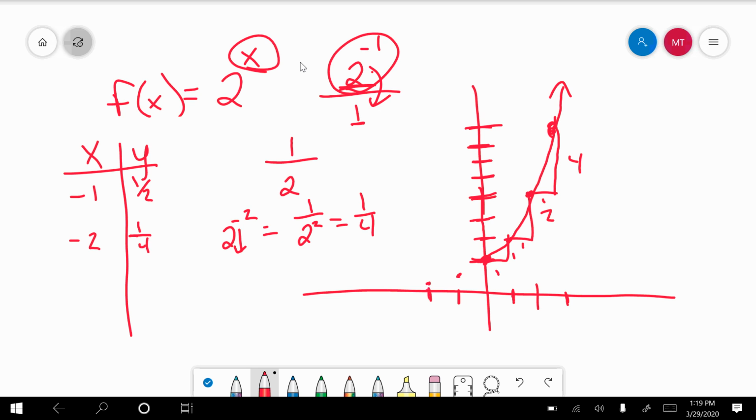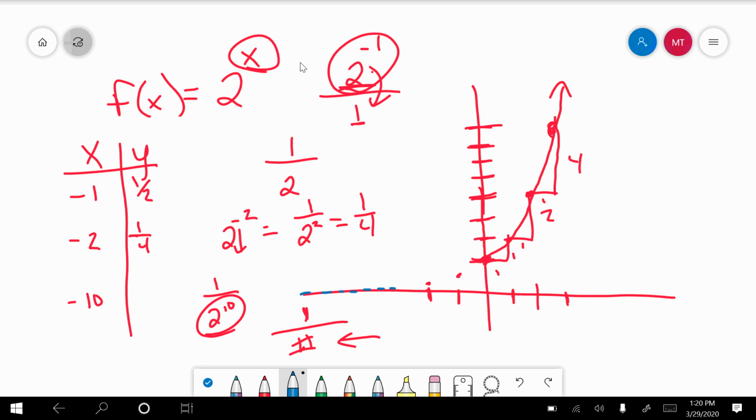So I get even closer to this. But what you're going to notice is even if I put a negative 10 in here, this just becomes 1 over 2 to the 10th power. Now, 2 to the 10th power is a massive number, and 1 over a massive number is going to be very small, but it's not going to ever be 0. So hopefully you're starting to pick up on what I'm putting down here.